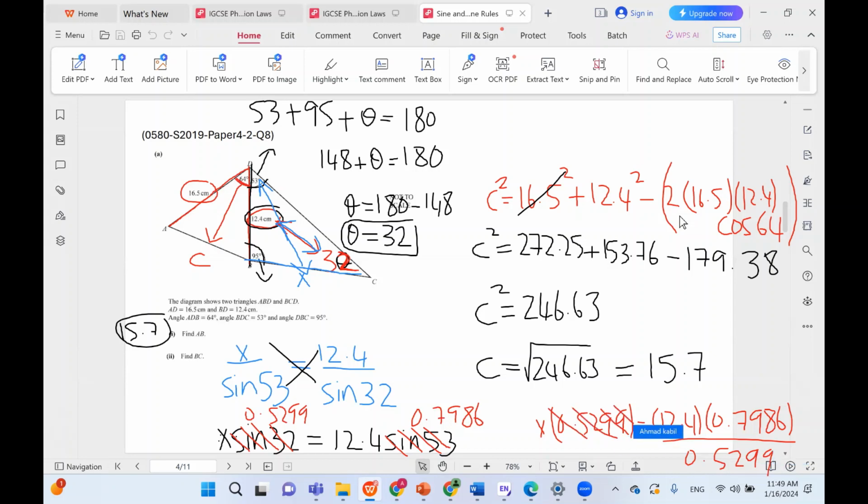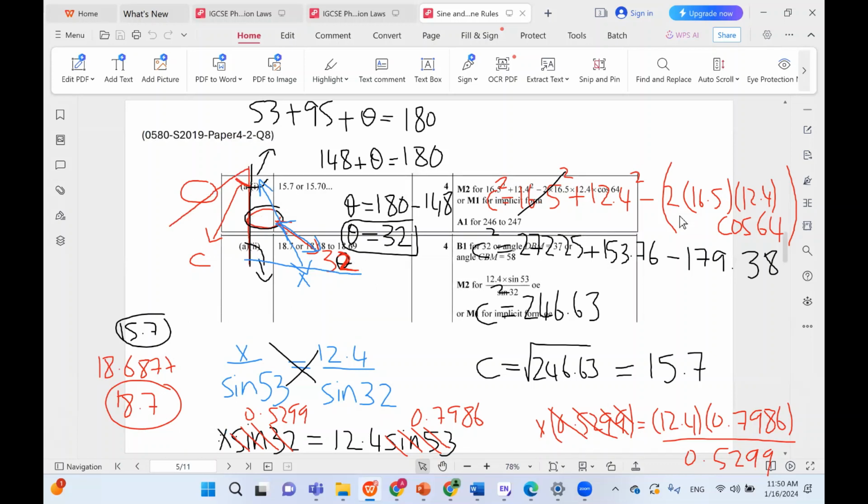And we use the calculator to evaluate. So 12.4 multiplied by 0.7986, and then divided by 0.5299. And the answer to x is 18.6877, which is basically 18.7. So this is our final answer.